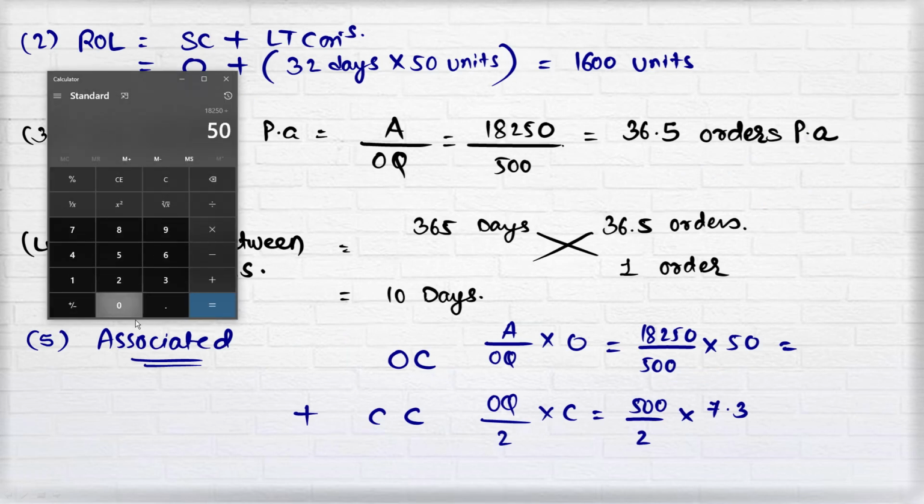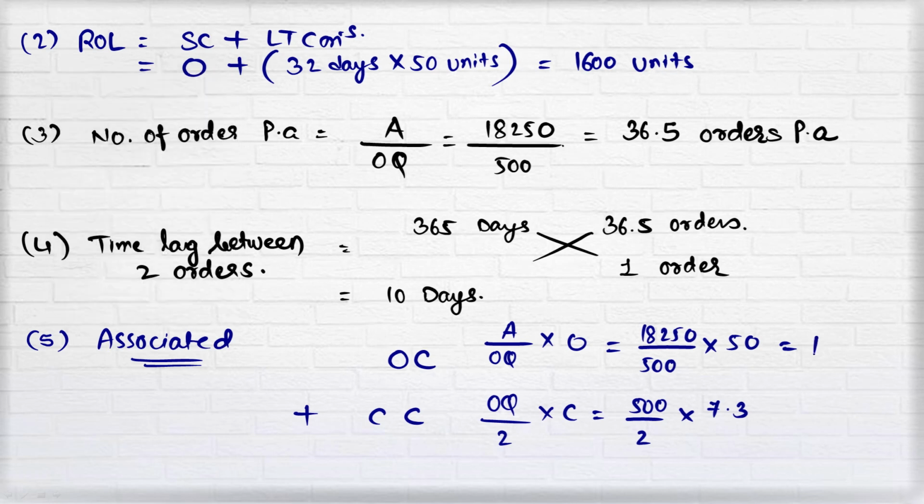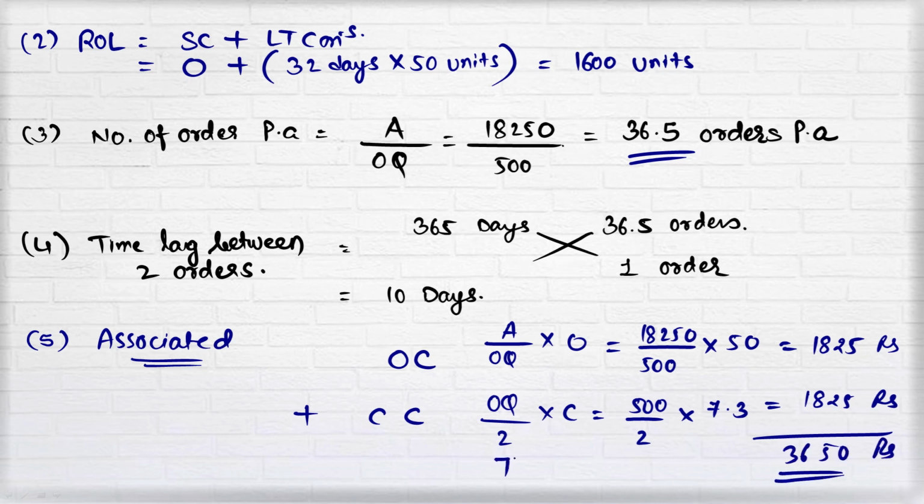18,250 divided by 500 multiplied by 50 is 1825. You can even do this, 36.5 into 50. 36.5 is number of orders. This is 1825. What will be carrying cost? 500 divided by 2 into 7.3 is okay. But what would be the answer? It should be 1825 because you are finding out associated cost at EOQ. Total will be 3650 is the total associated cost.